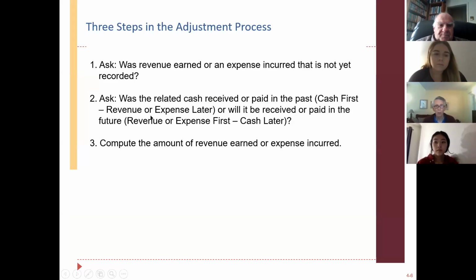Three steps, huh? Was revenue earned or an expense incurred, not recorded? Was cash received or paid in the past? I'm not sure how useful this is. Was revenue earned or an expense incurred that is not yet recorded? Well, that's the whole point we're trying to understand here. Yes. Was the related cash received or paid in the past, or will it be received or paid in the future? These are sort of quicker definitions of the deferred and accrued words.